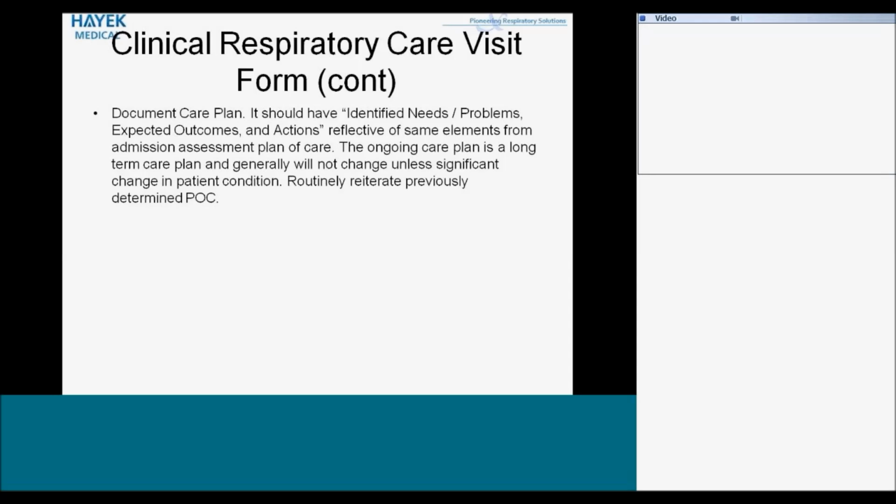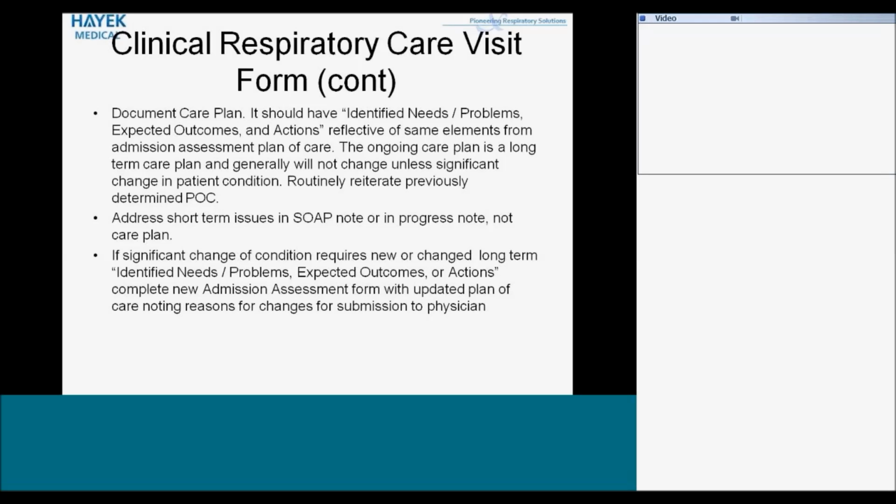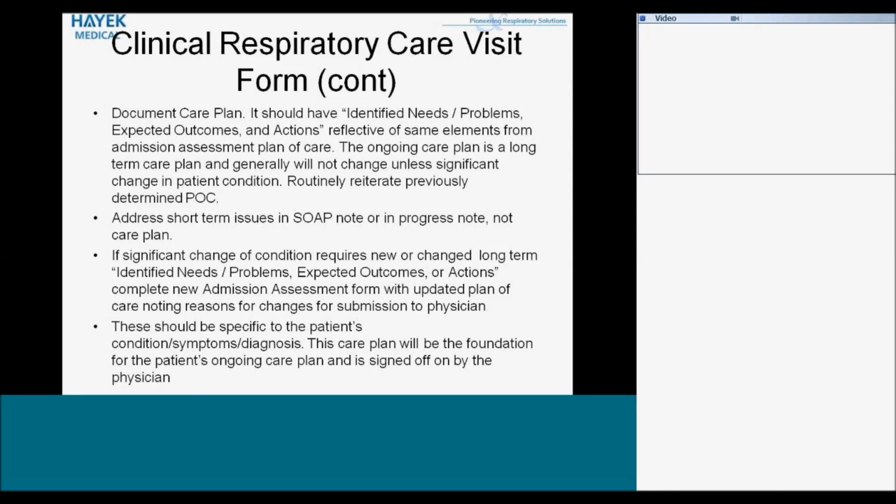Okay, so you're also going to document your care plan on this form. And the care plan should be essentially the same care plan from the setup and from your last follow-up visit, if you've done prior follow-up visits, unless there is a change of condition. So the care plan is really pretty simple. You're just transcribing it forward. Short-term issues go in your SOAP note or your progress note, not your care plan. If there is a significant change of condition, document a new admission assessment with an updated care plan, noting the reasons for the changes for submission. And again, all these should be specific to the patient's symptoms and diagnosis as we discussed in the setup module.